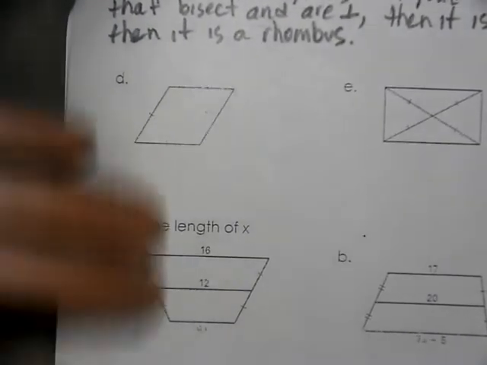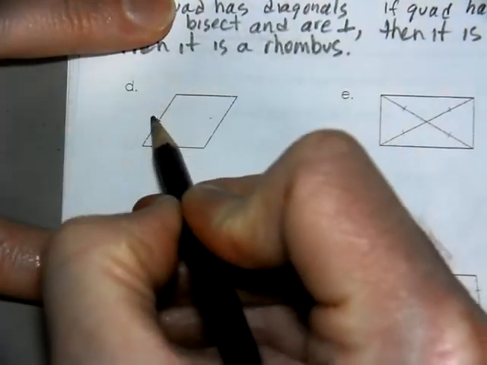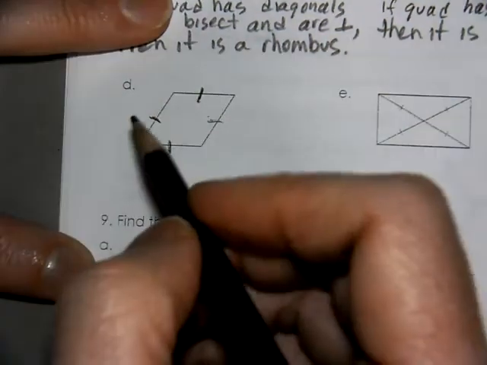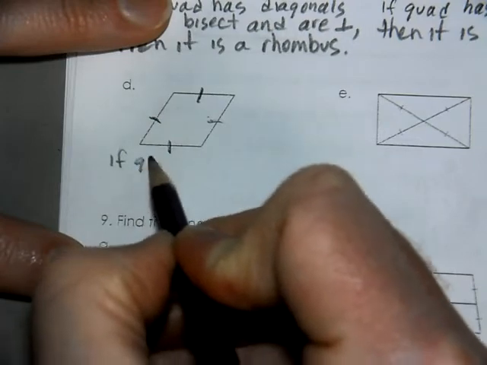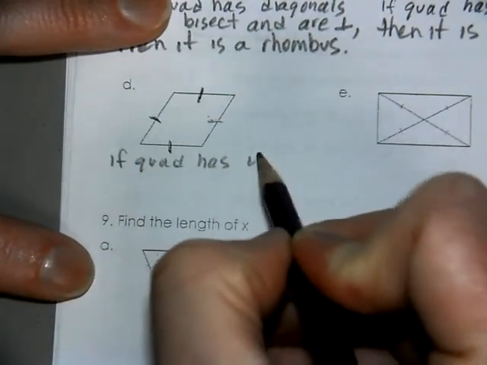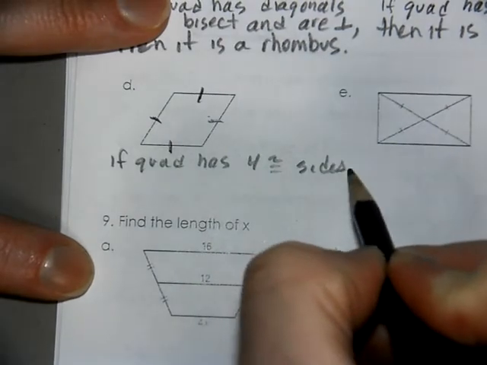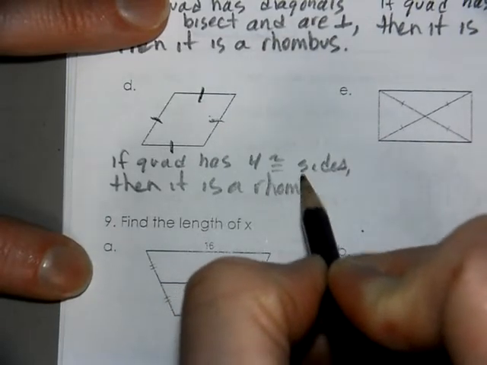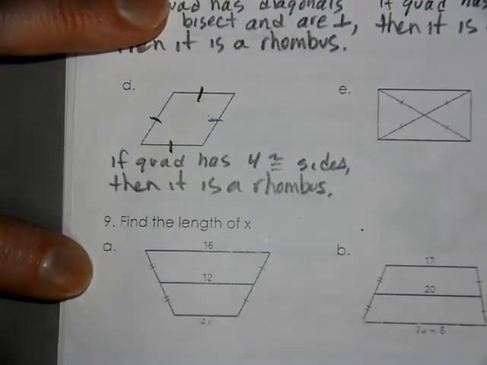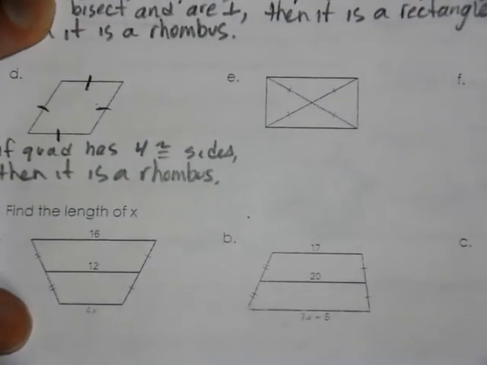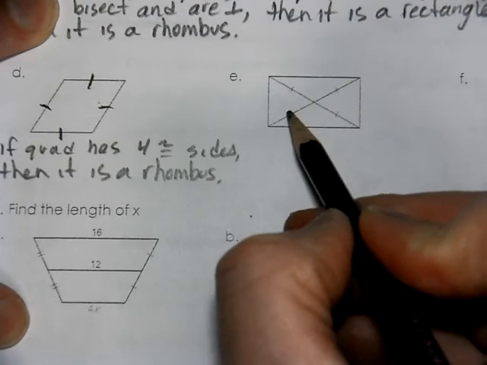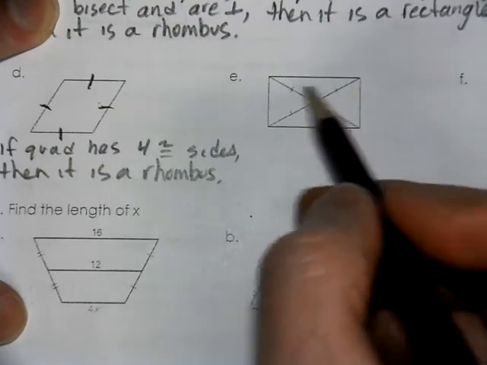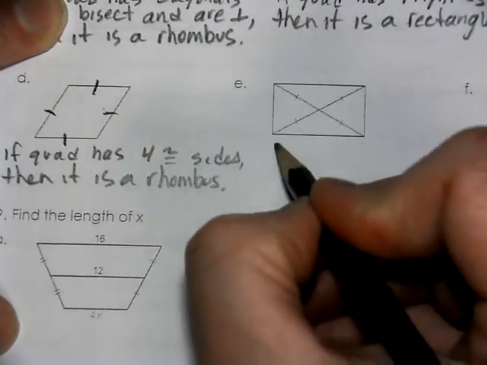Okay, what do you see with this? Here they have the tick marks. They tell us it's a parallelogram, so opposite angles are congruent, opposite sides are congruent. Alright? If quad has 4 congruent sides, then it is a rhombus. Here we have diagonals that are bisecting each other, and the bisectings are all the same length, so they're equal in terms of their length. So you know this is a rectangle.